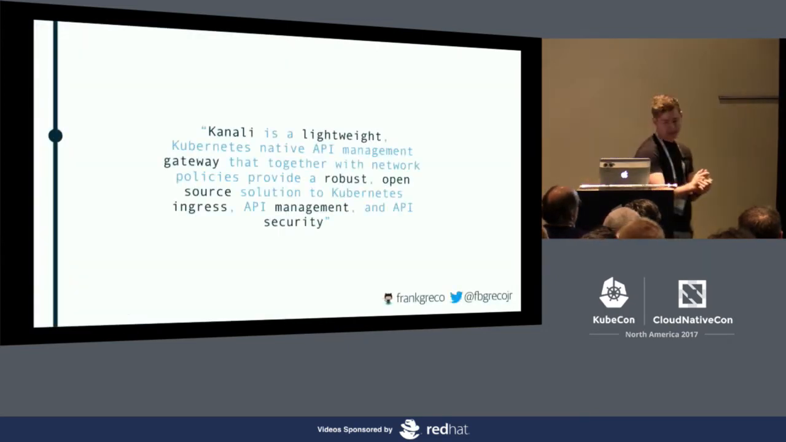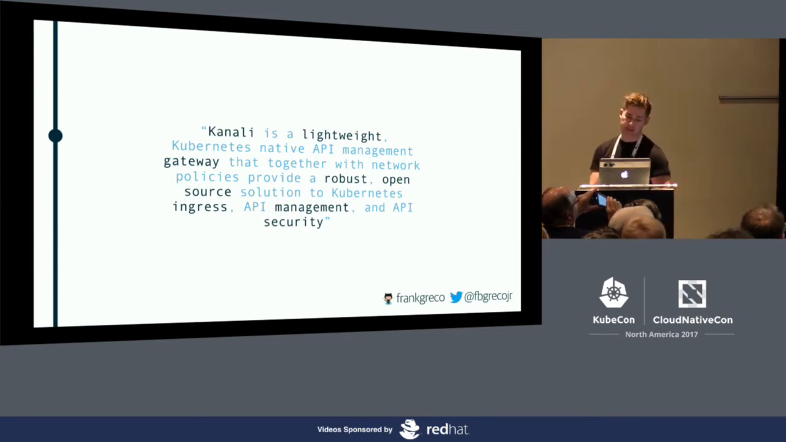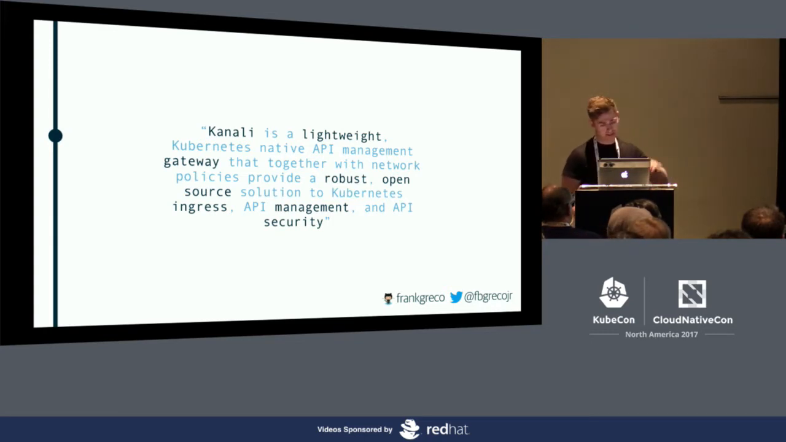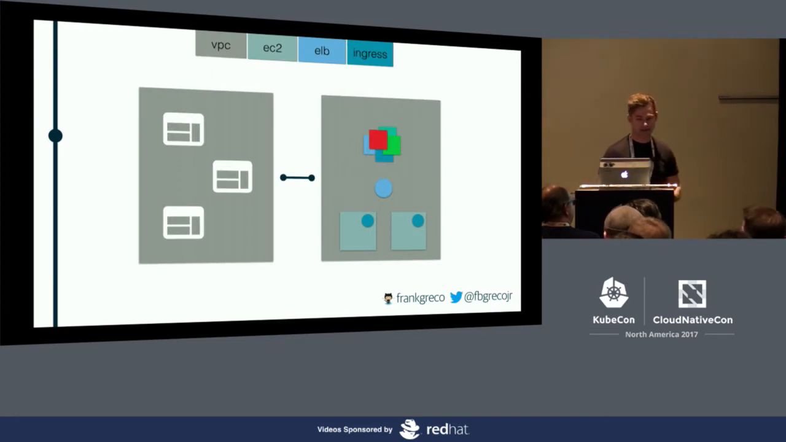So what is Kanali? Kanali is a lightweight Kubernetes native API gateway that together with robust network policies, provide a robust open source solution to Kubernetes ingress, API management, and API security. So I'll talk a little bit, break this down a little bit as we go through the next couple of slides. But first I want to go back to the picture that we looked at before and look at how with Kanali this picture changed.